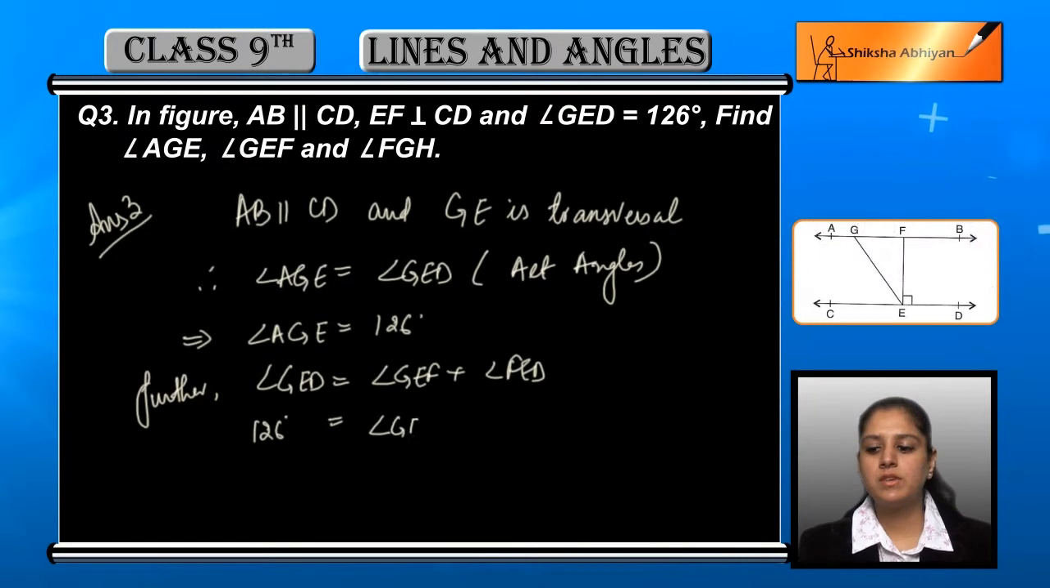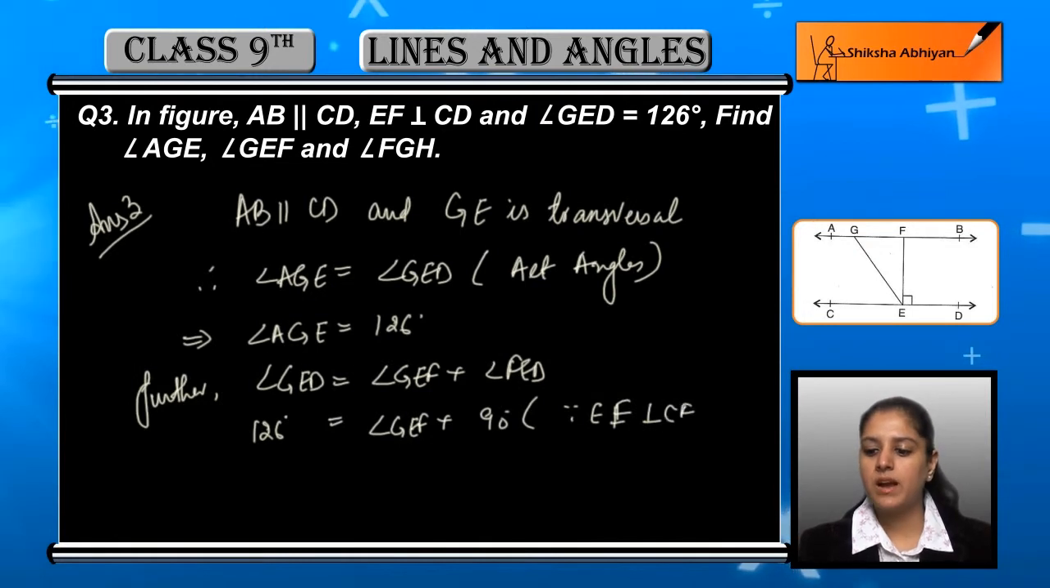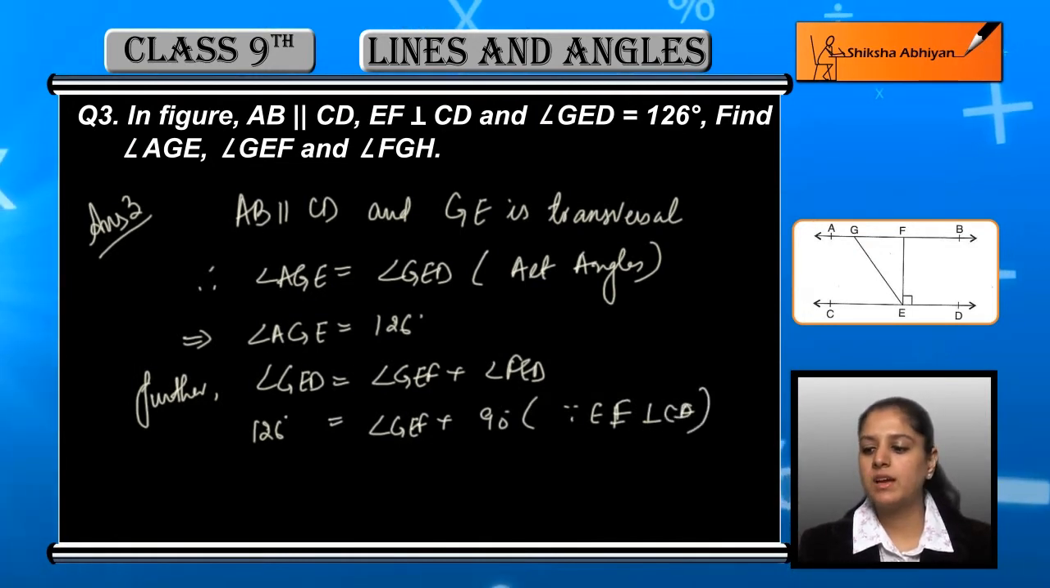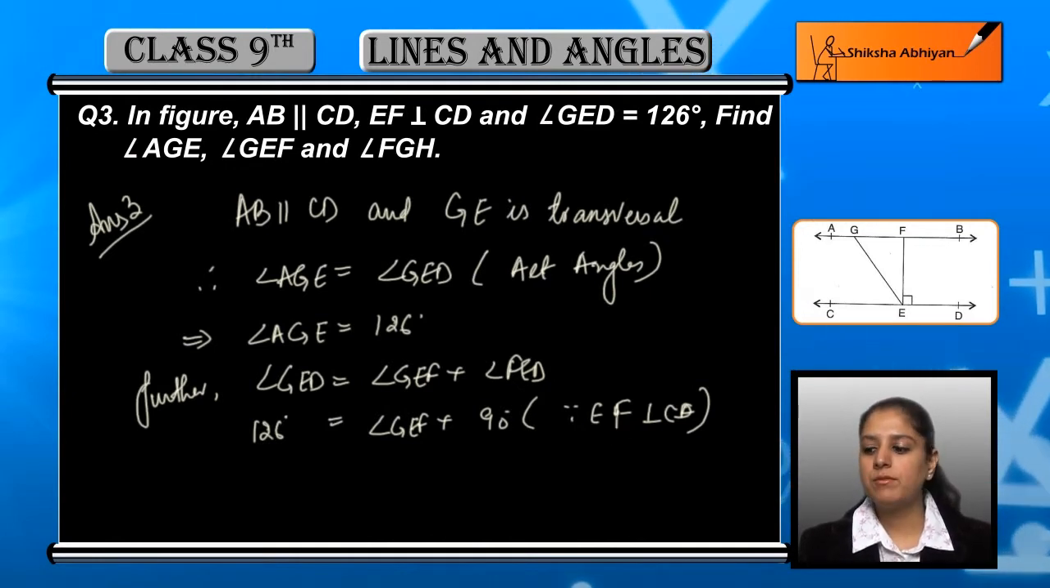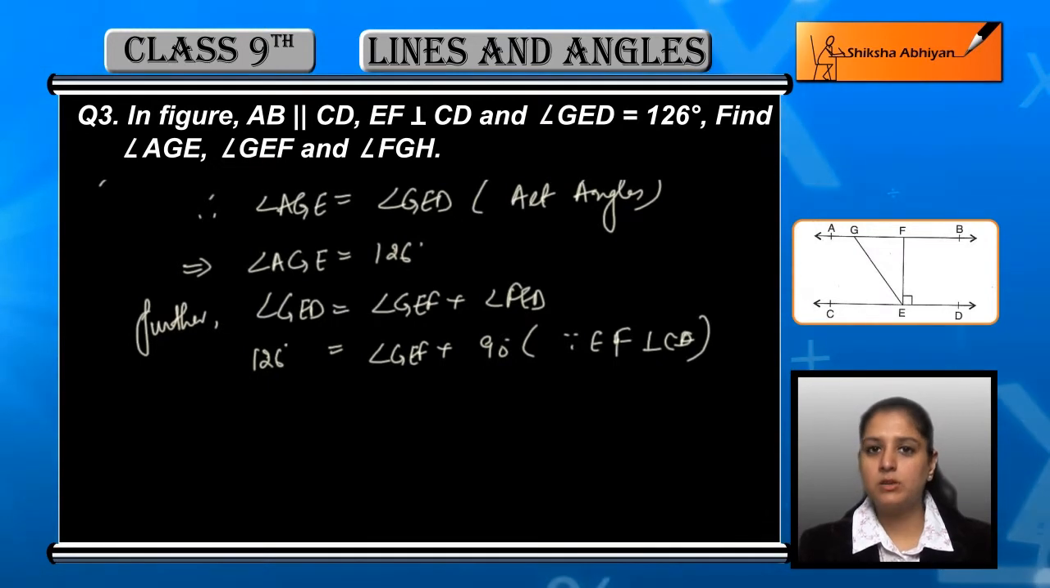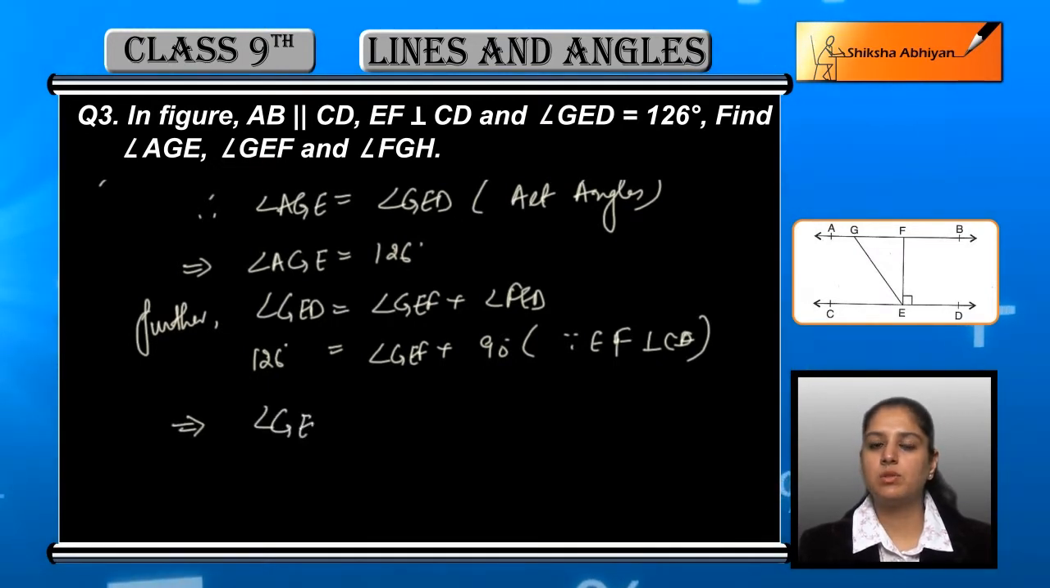Now further we can say that angle GED is equal to angle GEF plus angle FED. इसको हमने break करके लिख लिया. And GED हमारे पास 126 given है, GEF plus angle FED हमें 90 degrees given है. So because EF is perpendicular to CD, angle FED is equal to 90 degrees.